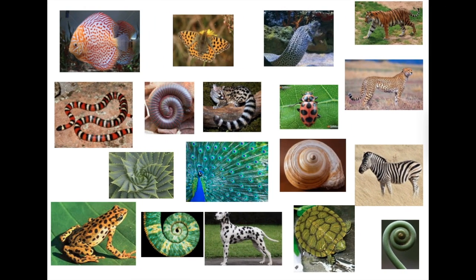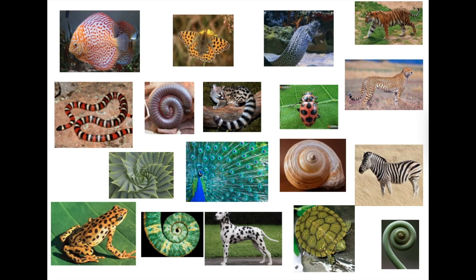Take a peek at these pictures. What patterns do you see? Do you see any patterns with spots? Do you see any patterns with stripes? What about a spiral pattern or a swirl pattern? Do you see any of those? Let's see if we can sort these pictures into groups based on the patterns that we see.